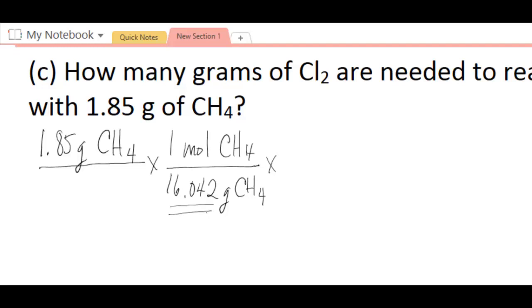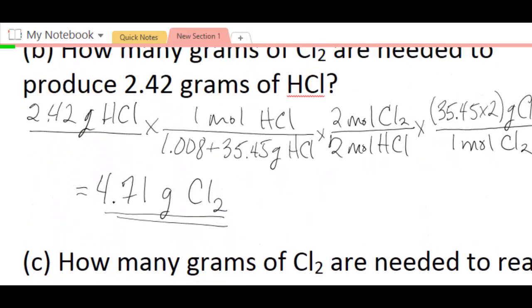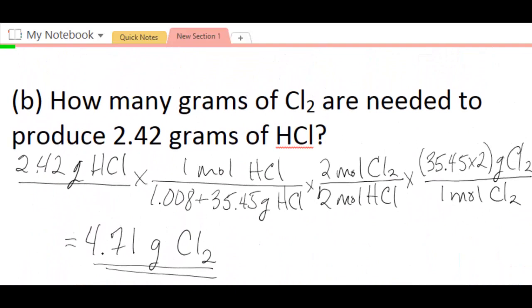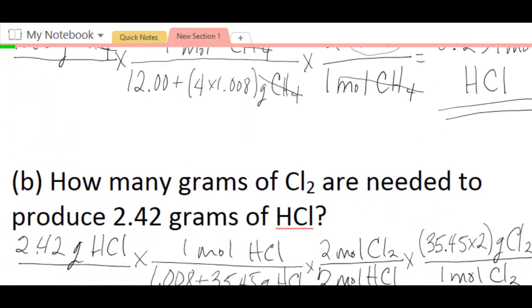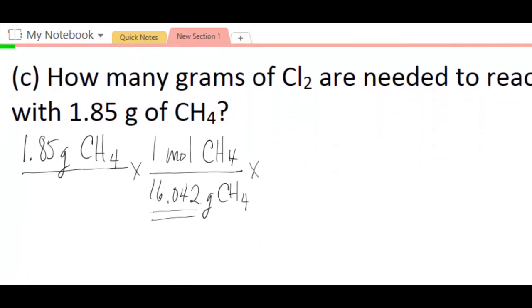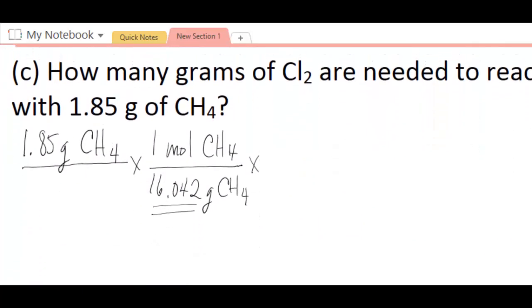Okay, so now you want to relate moles of methane to moles of chlorine gas. If you look back up at the stoichiometry to figure out how many moles of chlorine gas you have for every mole of methane, let's look. For every 1 mole of methane, we have 2 moles of chlorine gas. So let's go back down and plug that into our dimensional analysis here. For every 1 mole of methane, you have 2 moles of chlorine gas.